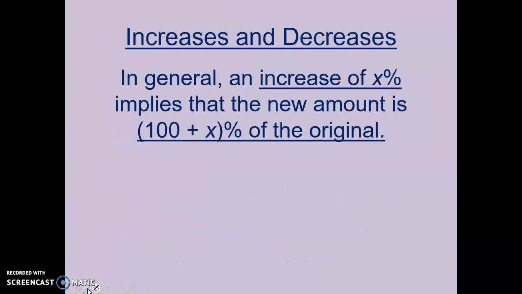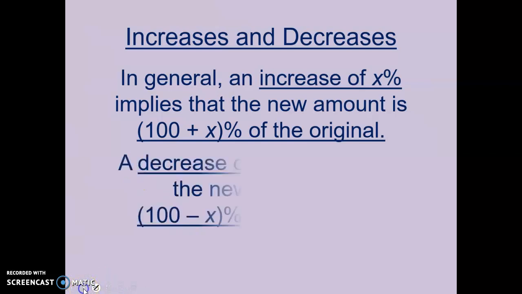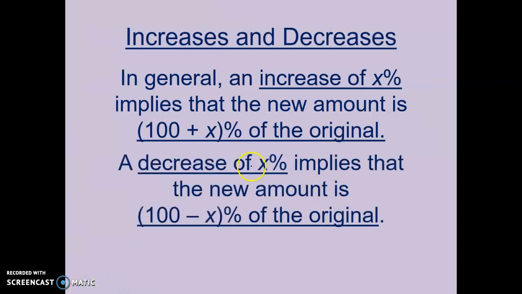Now, in general, an increase of X percent implies that the new amount is 100 plus X percent of the original. So an increase of 5% would be 105% times the original. A decrease of X percent implies that the new amount is 100 minus X percent of the original. So a decrease of 5%, for example, would imply that the new amount is 95% of the original.